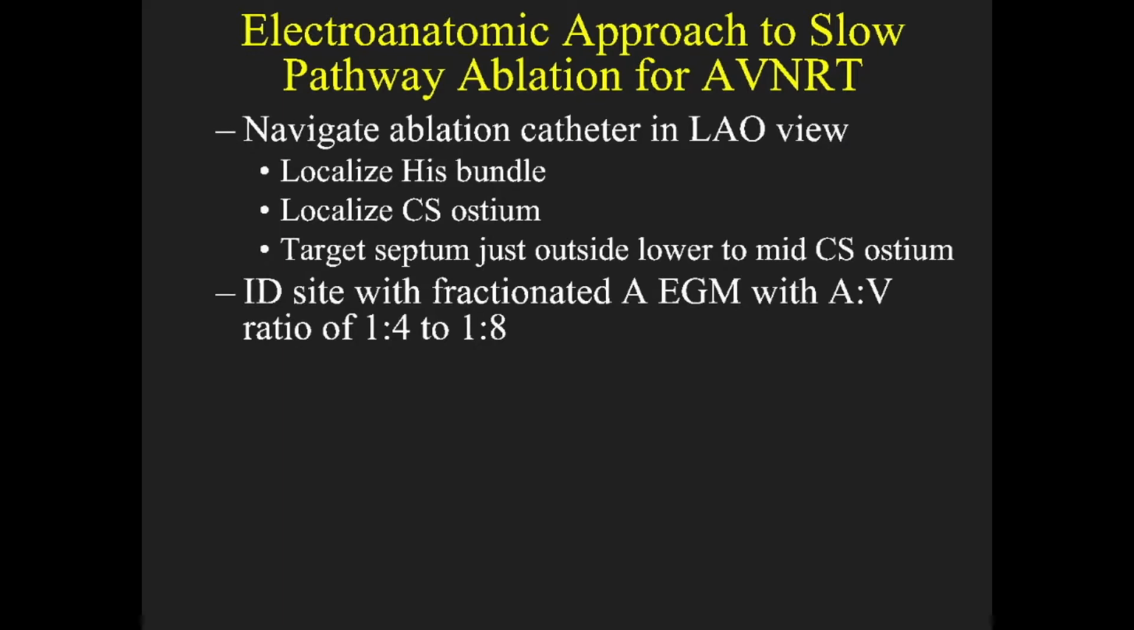speak, is, where the CS ostium is, where the cavotricuspid isthmus is, and then you've generated that anatomy, and you can rely on the mapping system a little bit more. And then we'll target initially the septum just outside the lower to mid coronary sinus ostium. And we'll look for a site with a fractionated atrial electrogram with an A to V ratio of 1 to 4 or 1 to 8. You know, we say that number, but this is kind of what you're looking for.